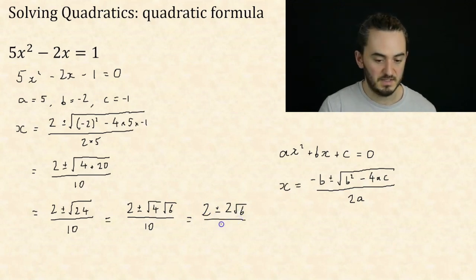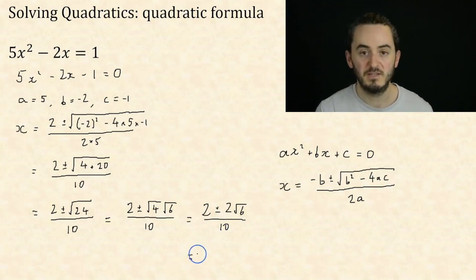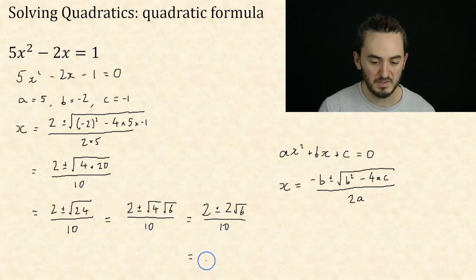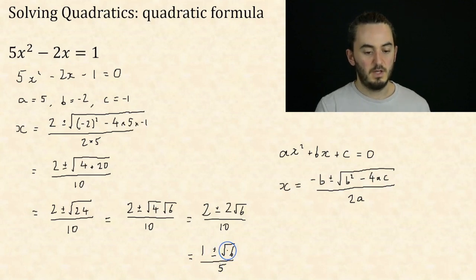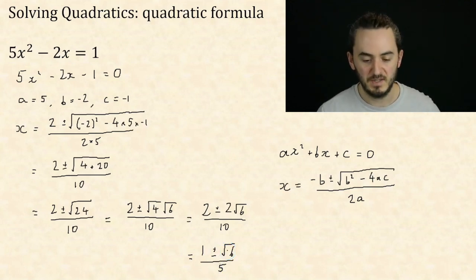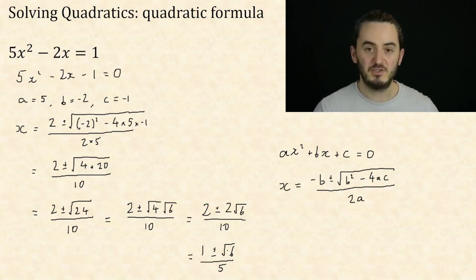Now what you can see is that every term in the numerator and every term in the denominator is even, which means I can divide through by 2. That gives me 1 plus or minus root 6 over 5. So there we have it. That's how we can use the quadratic formula to solve quadratic equations. And as I mentioned in the previous video, this is something that you can use a calculator to do, and I'll show you that in the next video.